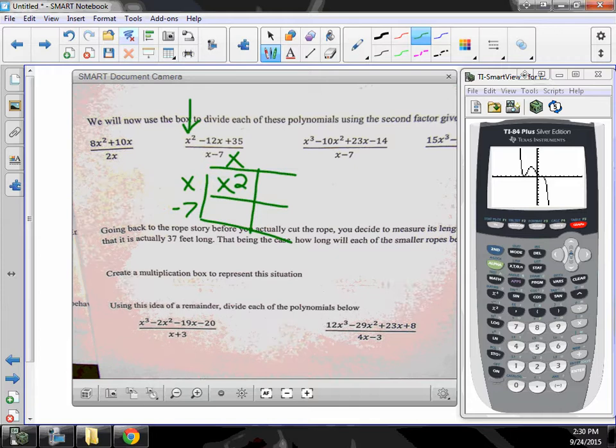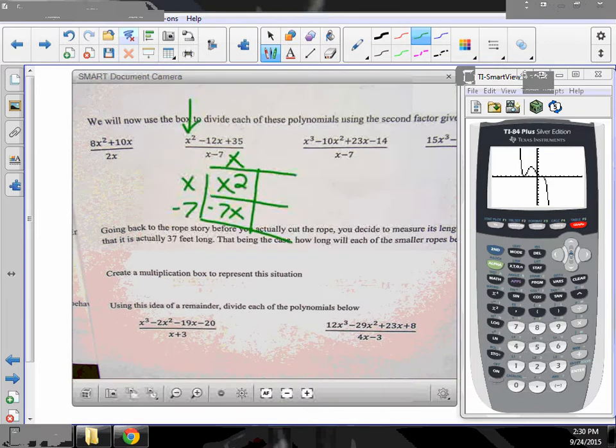How does the bottom left one get calculated? x times negative 7 is negative 7x. Now, have I used all of the values in the numerator? No, so I need to add another column. Okay. Now what do I do?